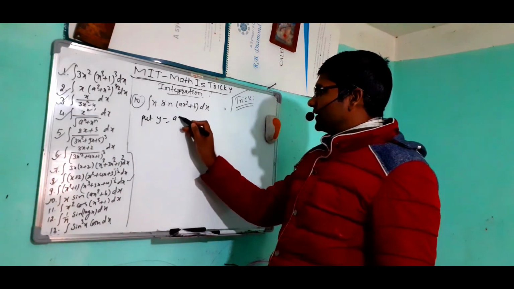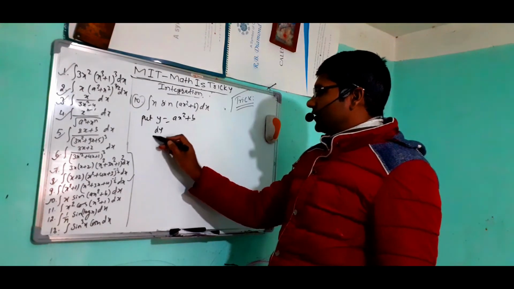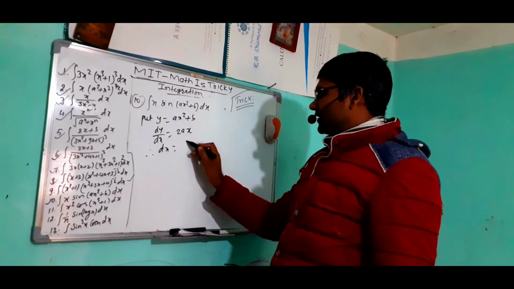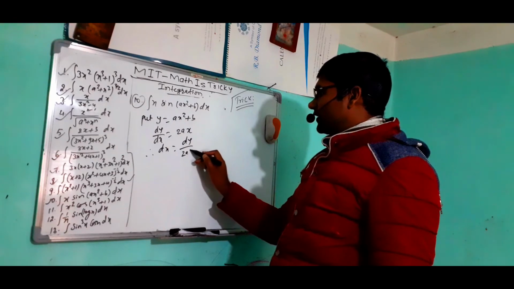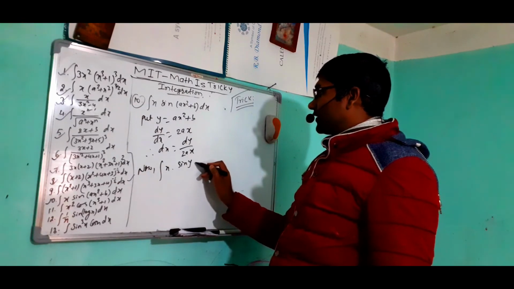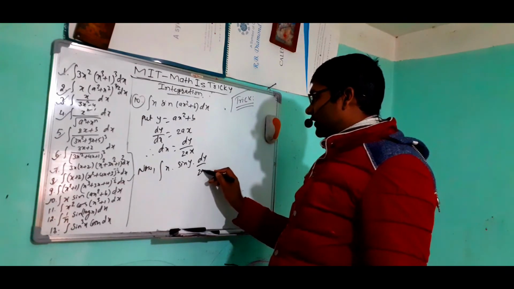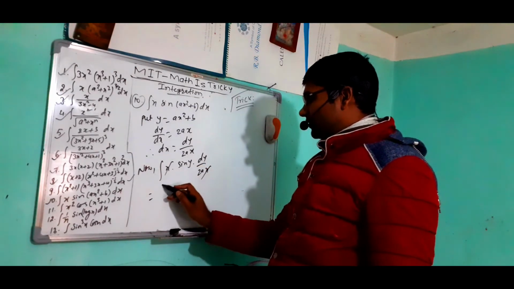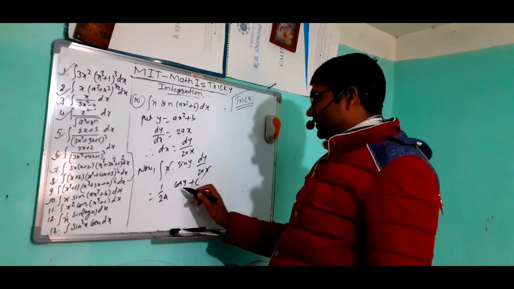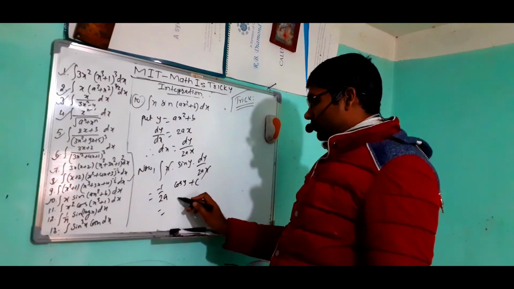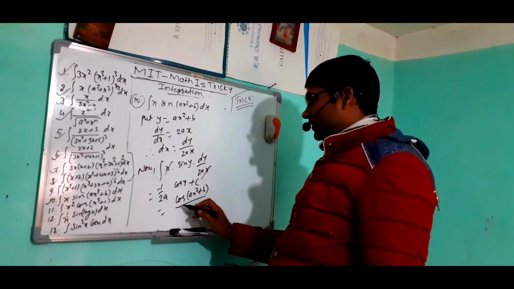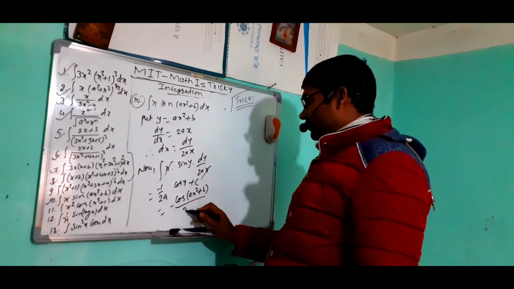Put y equals ax square plus b, then dy by dx will be how much? 2ax. Therefore dx is dy by 2ax. Now the question becomes x sine y, and dx is dy by 2ax. So x cancelled, and then we have 2a. The integral of sine is cos y plus c, but it is negative, so right here negative. So it is minus cos(ax square plus b) by 2a plus c.